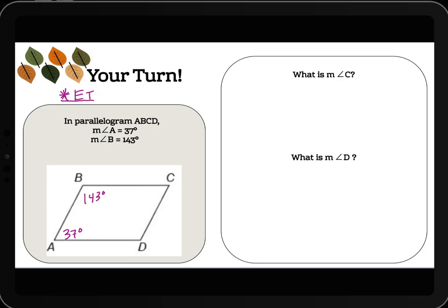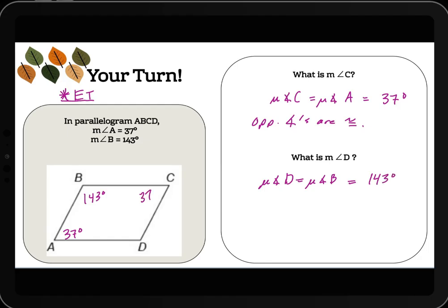So we know that opposite angles are congruent, so the measure of angle C is going to equal the measure of angle A. Therefore, the measure of angle C is equal to 37 degrees. Remember, opposite angles are congruent. This is true for any parallelogram. We also see the measure of angle D would be congruent to the measure of angle B for the exact same reason. So that means the measure of angle D is 143 degrees. Now if you pay attention, that makes really quite a bit of sense, because remember, this is a parallelogram, so these are parallel sides, these are parallel sides.